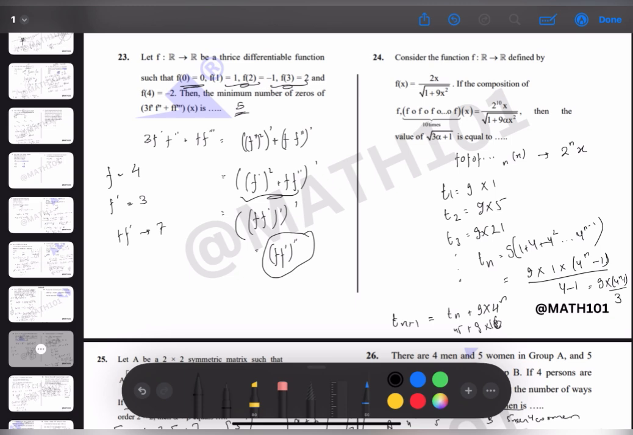So for n equals 10, this is equal to 9 alpha, which means 9 alpha equals 9 into 4 to the power of 10 minus 1 by 3, which alpha is 4 to the power of 10 minus 1 by 3, which means 3 alpha is 4 to the power 10 minus 1. 3 alpha plus 1 becomes 4 to the power 10. Under root of that is 2 to the power of 10, which is 1024. So the answer is 1024.